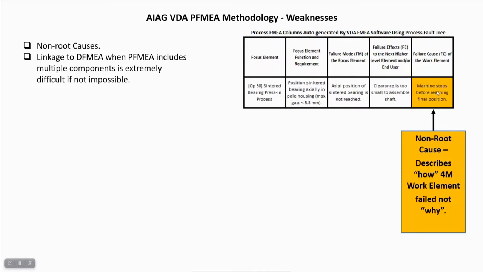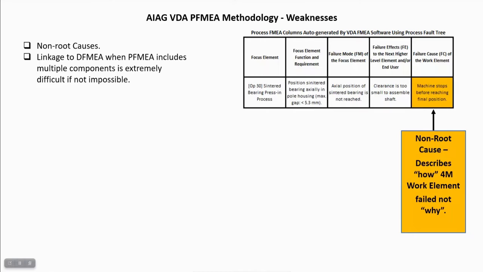Okay, so the PFMEA doesn't ask how did the equipment fail. The PFMEA asks why, and when you ask the why, you can come up with the prevention control. But because of this methodology, this use of a fault tree, the only thing you can put in here is a how, and you can't put a why. So when you go to do the prevention controls, you have no idea what to write.